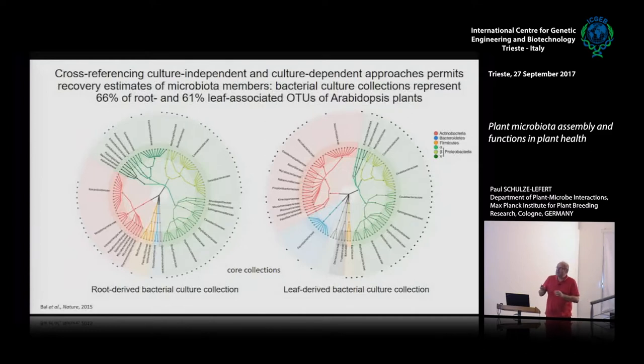And so what we decided to do is we systematically established culture collections from Arabidopsis plants grown in nature, right, grown in natural soil. We've established a root-derived culture collection of the bacterial microbiota from root and, in parallel, from leaves, so bacteria that populate leaves. And what is shown on these complex slides is that we've been able to isolate as pure cultures 66% of the root-associated bacteria and 61% of the leaf-associated bacteria.